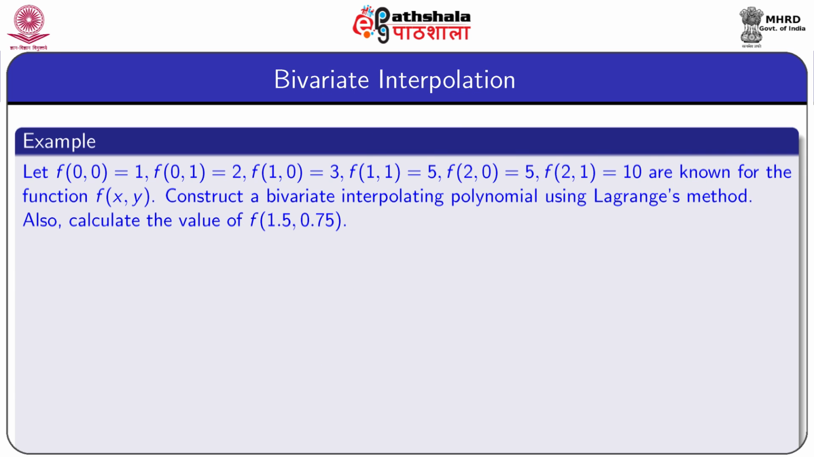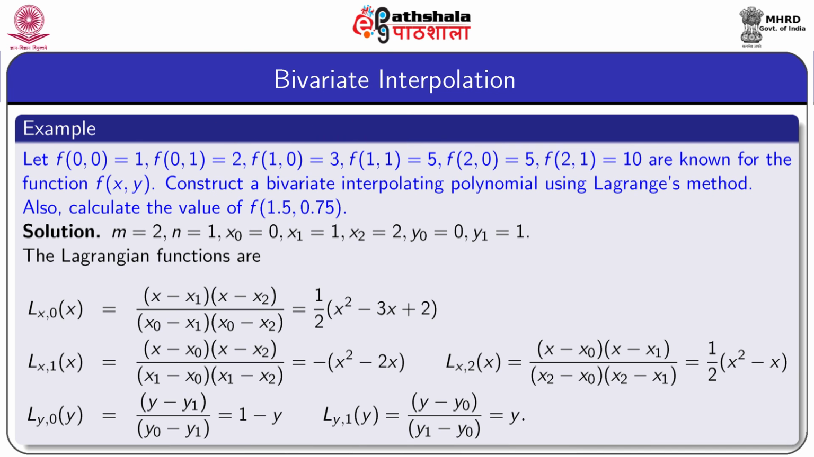Now, we consider an example to illustrate the Lagrange bivariate interpolation method. Let f of 00 equal to 1, f of 01 equal to 2, f of 10 equal to 3, f of 11 equal to 5, f of 20 equal to 5, f of 21 equal to 10 are known. Our problem is to construct a bivariate interpolating polynomial using the Lagrange method and also calculate the value of f at x equal to 1.5 and y equal to 0.75.